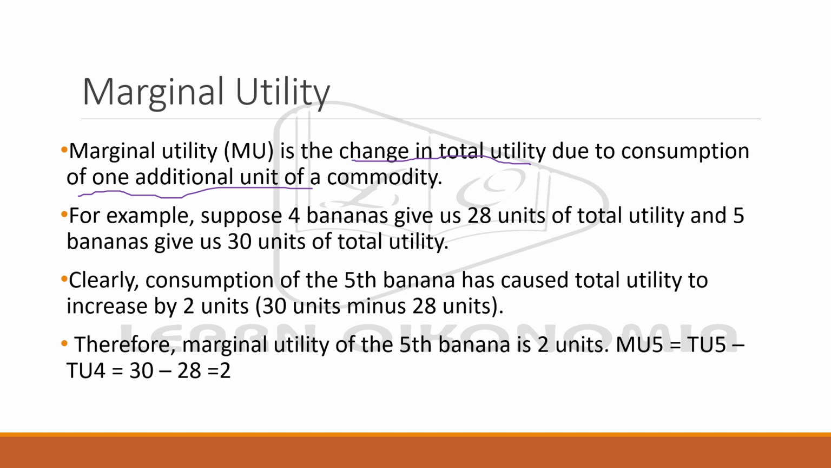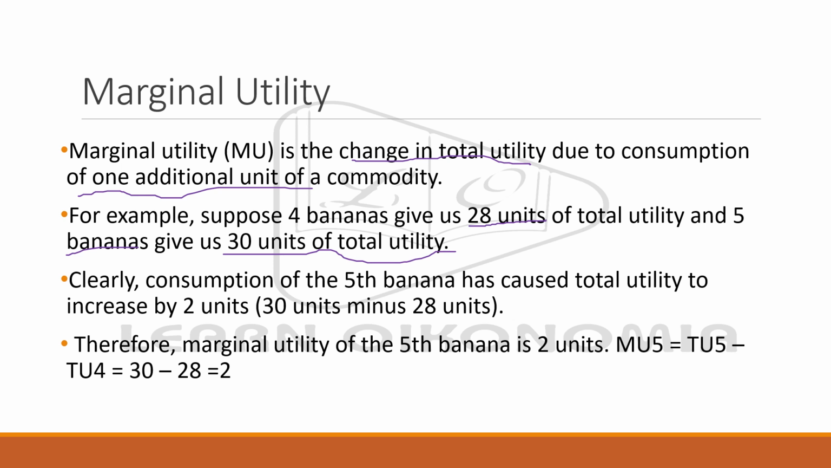Suppose you are given 4 bananas, and these 4 bananas are giving you utility which is exactly equal to 28 units. What would happen if you are given one more banana? Now the total bananas are 5, and this is giving you 30 units of total utility. How can you find the marginal utility?